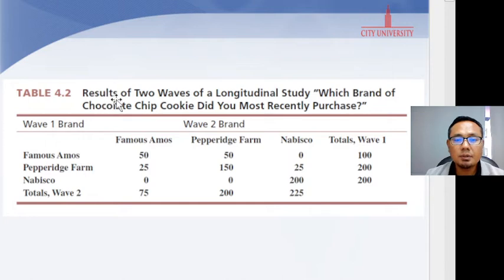Okay, this is for two waves of a longitudinal study. Which brand of chocolate chip cookie did you most recently purchase? You can see wave 1 and wave 2 brands. So over time you can see the differences between the wave 1 brand and the wave 2 brand.